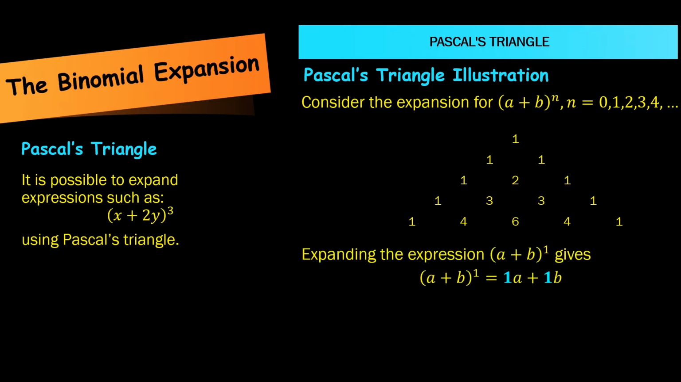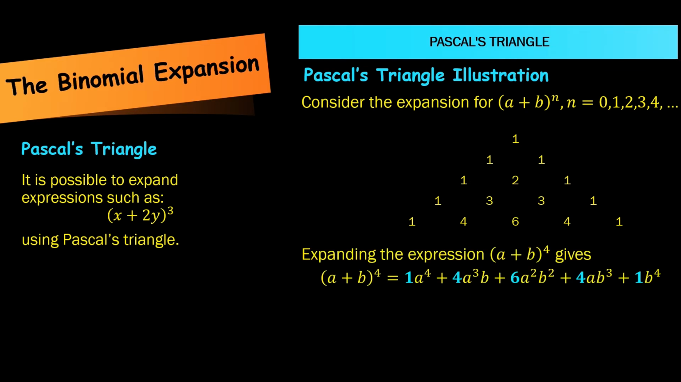What happens if we expand the expression a plus b all raised to the power 1? This gives us 1a plus 1b. And looking at the second row, we see that there are two values there, 1 and 1. And you can see, hopefully, that these correspond to 1a plus 1b. And similarly, for a plus b all raised to the power 3, if we look in the fourth row, we have the values 1, 3, 3, and 1. And again, these correspond to the coefficients 1a cubed plus 3a squared b plus 3ab squared plus 1b cubed.